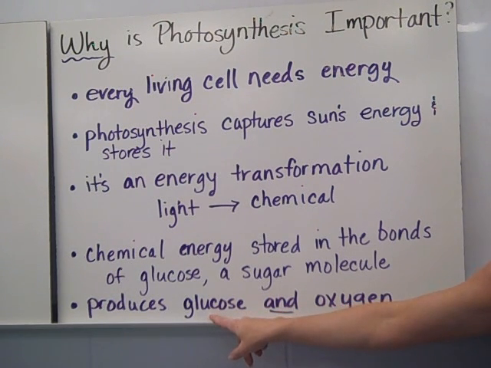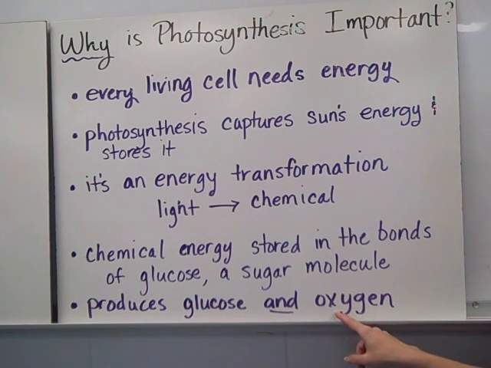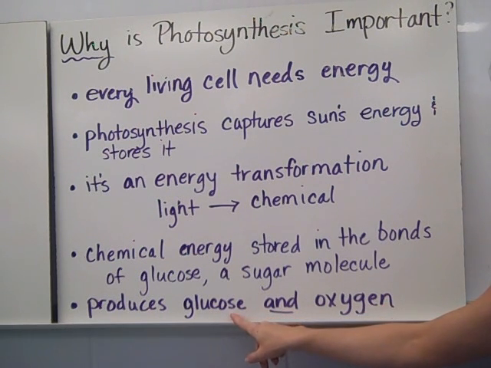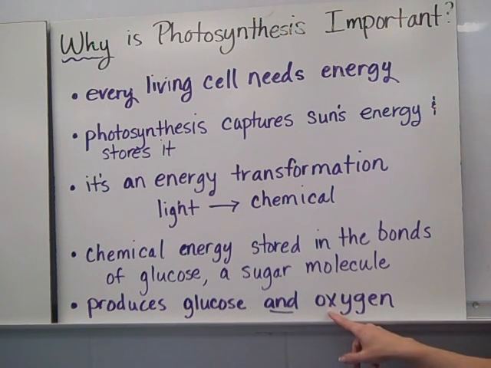Now the plant is going to use some of that glucose. It's going to break it apart through cellular respiration. It's going to use some of that oxygen for its own cellular respiration, but the excess glucose is going to get stored by the plant, and then other organisms can eat it for that energy and the glucose. And then it's also going to use some of the oxygen, like I said, but the excess is going to be released into the atmosphere for other organisms that need oxygen.